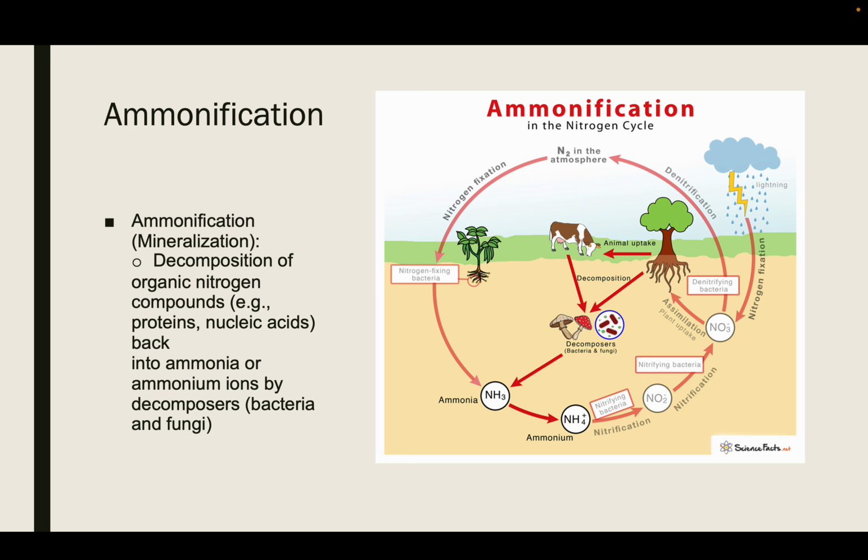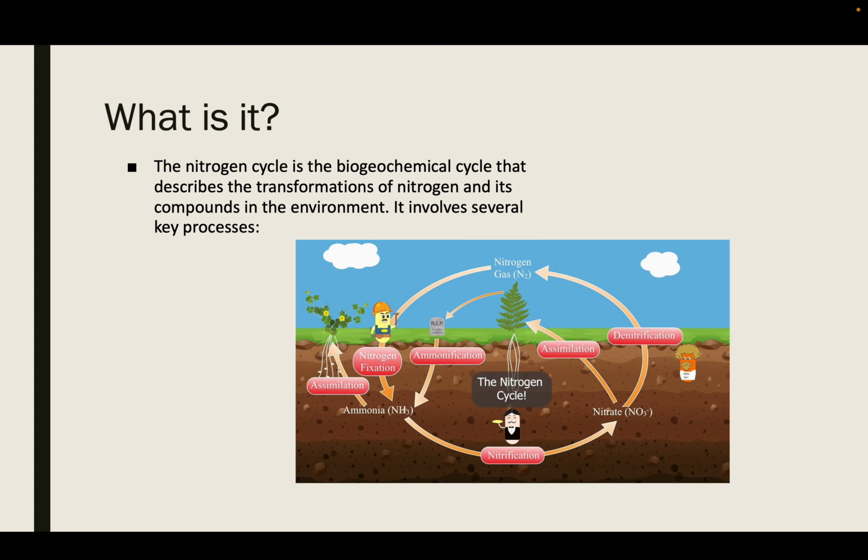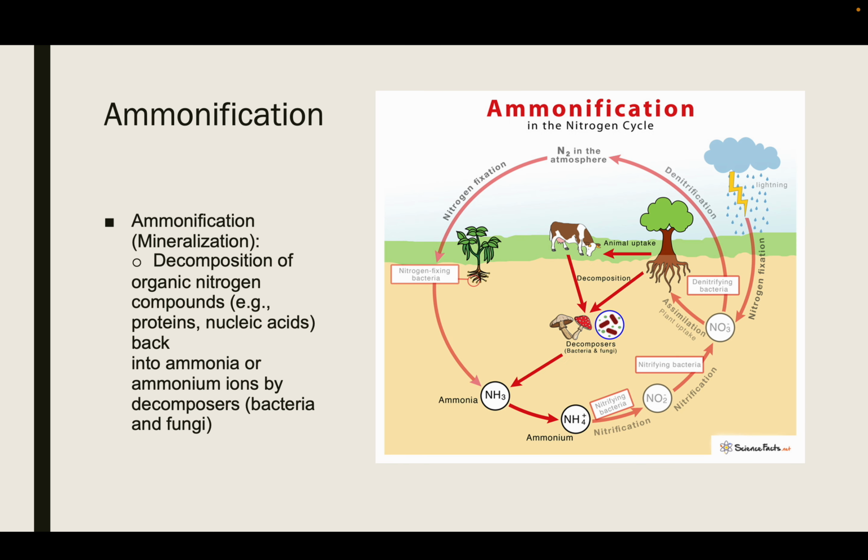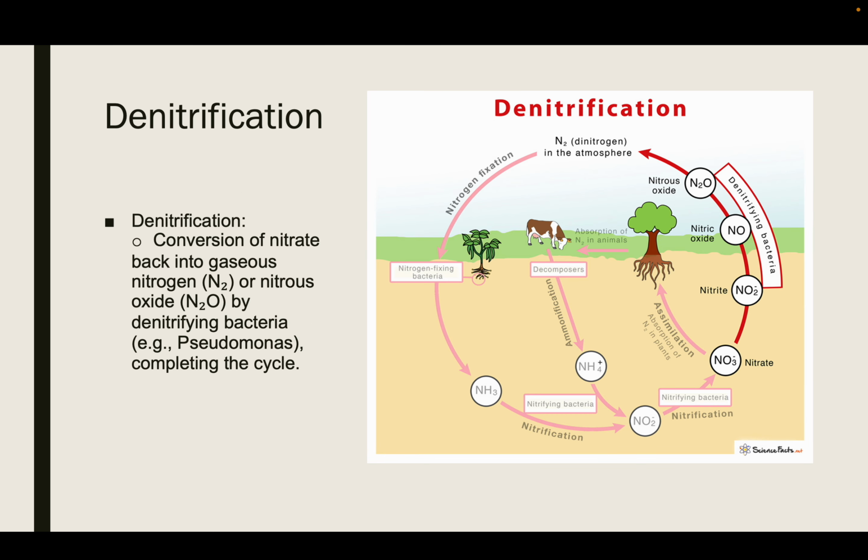So, if you see here, ammonification, I'm sorry, this is different from the first one. So if you look here, the ammonification will go back into ammonia once the plant dies. So it'll all get reabsorbed, big cycle.